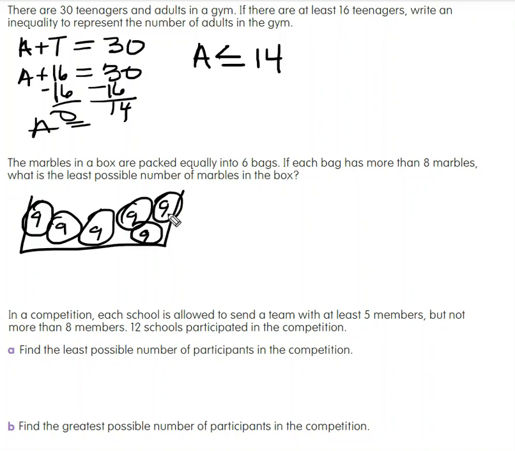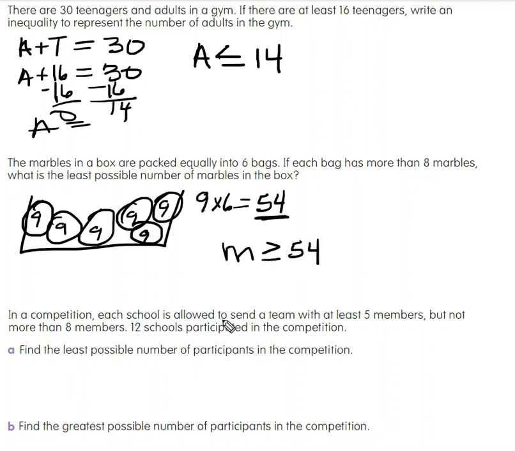So how do we figure out how many marbles we have altogether? Well, we've got 6 groups of 9. So that's multiplication, right? 9 multiplied by 6, and that's 54. Okay, so what is the least possible amount of marbles? 54 is the least amount. So the marbles are going to be greater than or equal to 54. Okay? All right, last one.